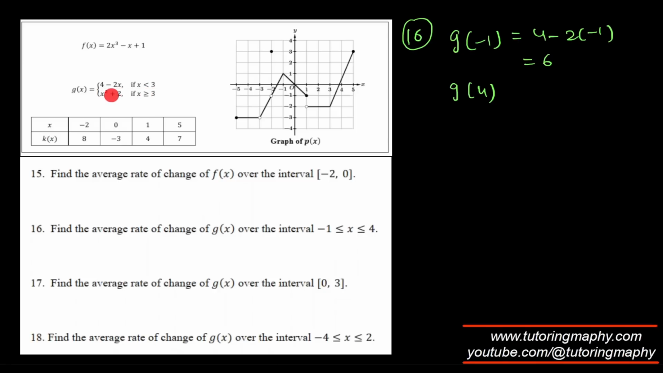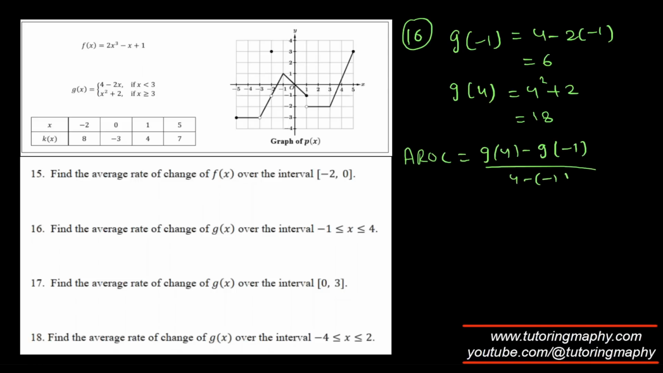And G of 4, 4 is the b, and 4 is obviously greater than 3. So this function is applicable, which is 4 squared plus 2. 4 squared plus 2 is 16 plus 2, which is 18. So AROC is going to be G of 4 minus G of negative 1 over 4 minus negative 1, which is 18 minus 6 over 5, which is just, I think, 12 over 5. This cannot really be simplified further.